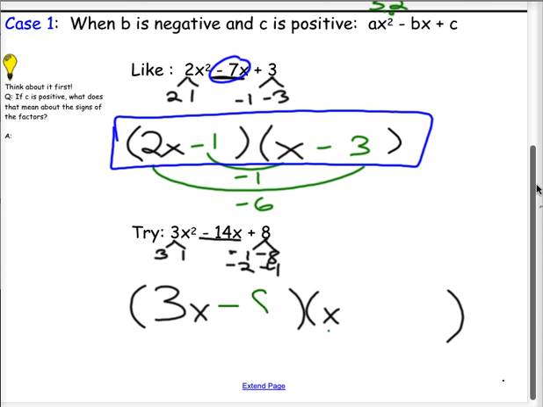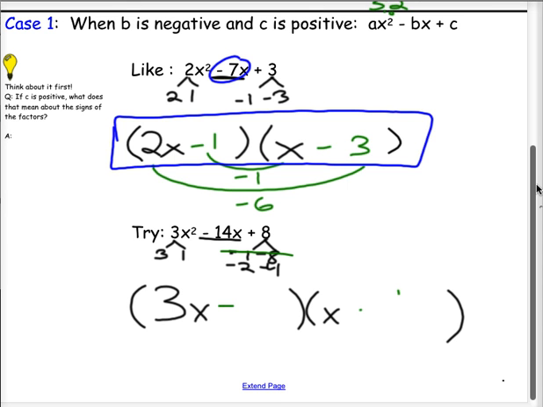I'm going to switch it so my negative 8 is there. My negative 1 is there. That connects to negative 3. That connects as negative 8. Still not the negative 14 that we're shooting for. So we have exhausted the negative 1 and the negative 8 option. We know that that is not it.